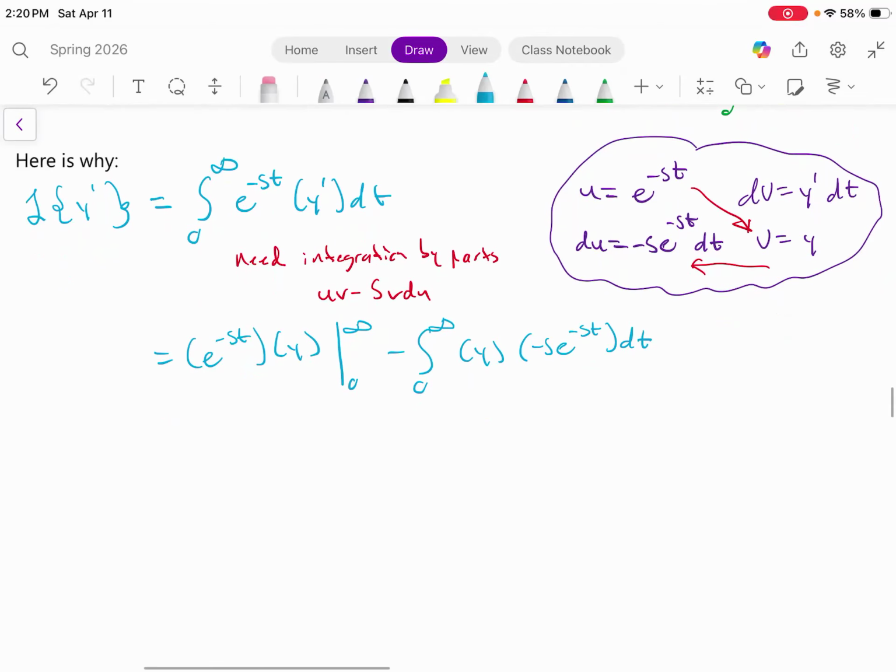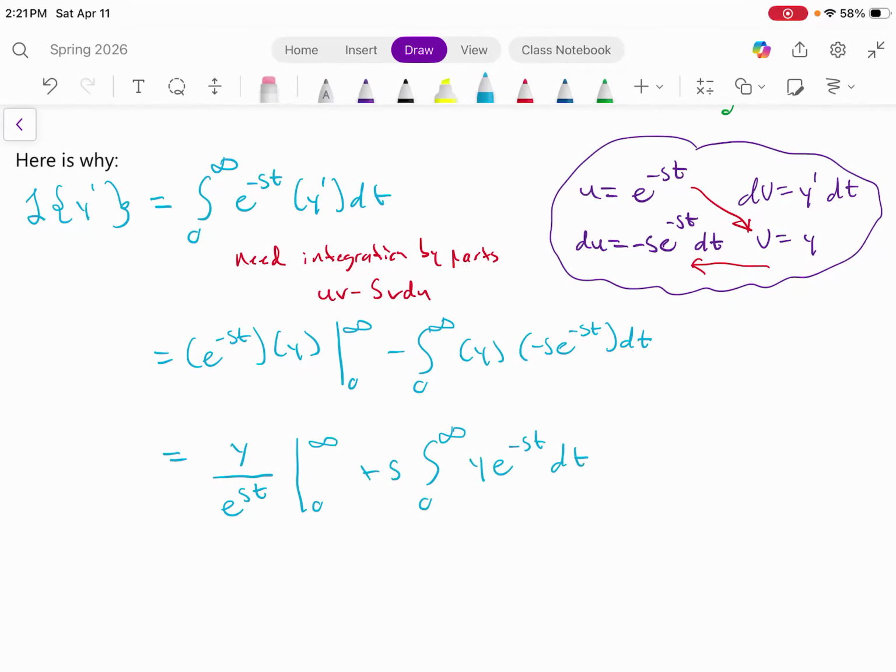Okay, so what could we do here? Let's drop some of these parentheses. Let's clean this up a bit. So this would be y. I'm going to bring that exponent down, e to the st, going from 0 to infinity. And I'm going to take out this negative s. And so this would be plus s times the integral of 0 to infinity, y e to the negative st dt.